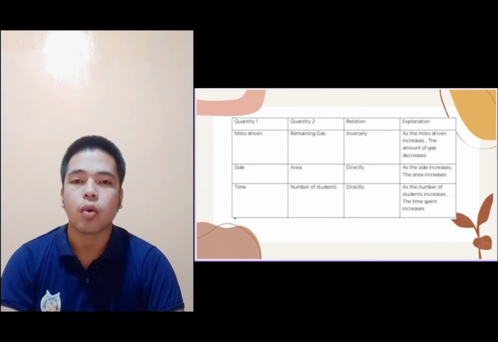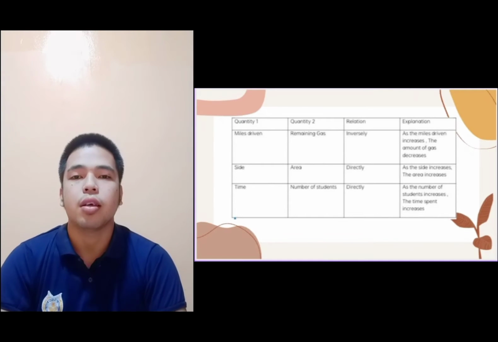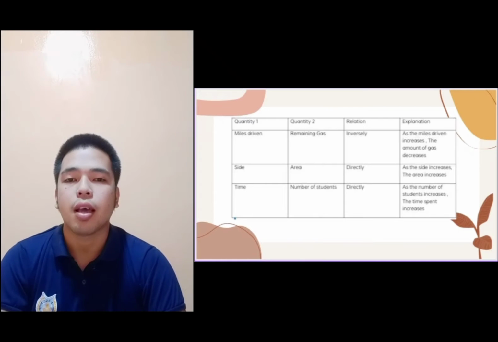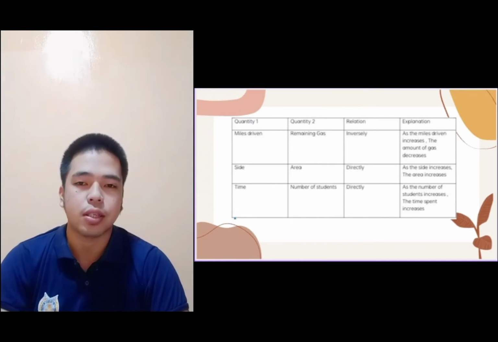Number 3. Quantity 1, time. Quantity 2, number of students. Relation: directly. Explanation: as the number of students increases, the time spent increases.